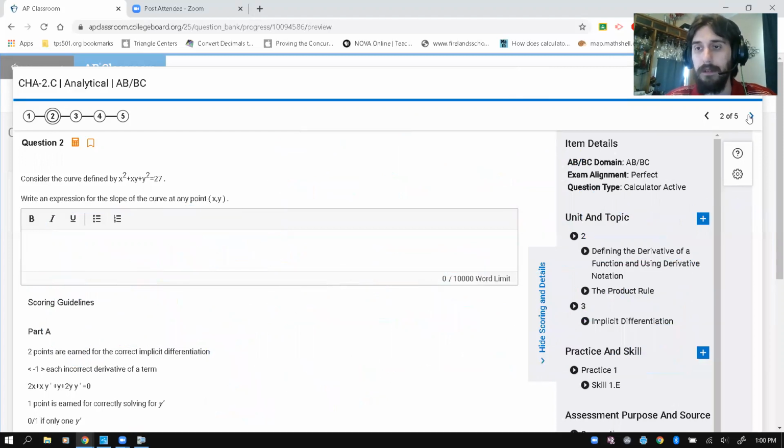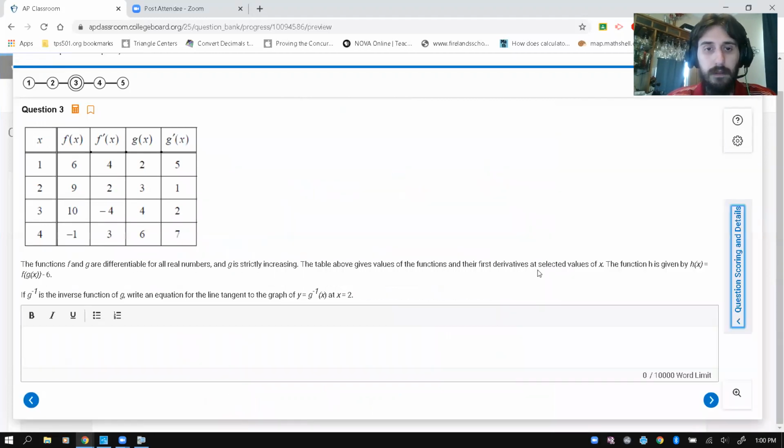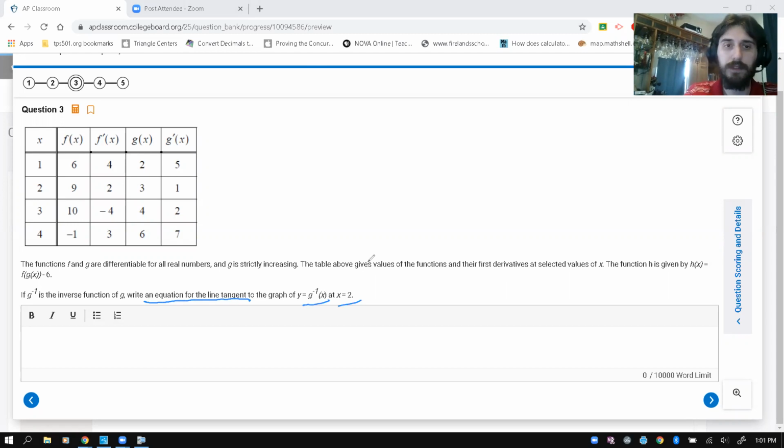All right, number 3. For number 3, we're asked to find, okay, so they give us a whole bunch of information here, but the key part that you have to do for this problem is if g to the negative 1 power is the inverse of g, we need to write an equation for the line tangent to the graph of the inverse of g at x equals 2.